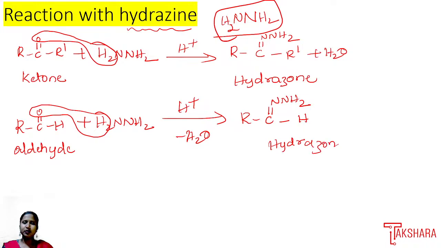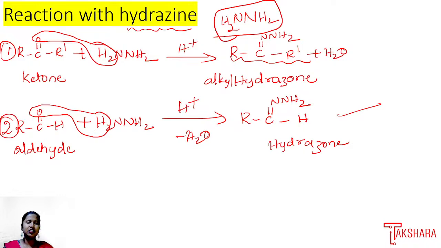Hydrazone. So see here, the first product, RC double bond, we call it alkyl hydrazone. So this product is called alkyl hydrazone, and this is what we call hydrazone. Okay. So these two are the general equation. These two are what? General equation when aldehyde and ketone undergo the reaction with NH2NH2, that is hydrazine, we will get the respective product, hydrazone. For this let us take a few examples.